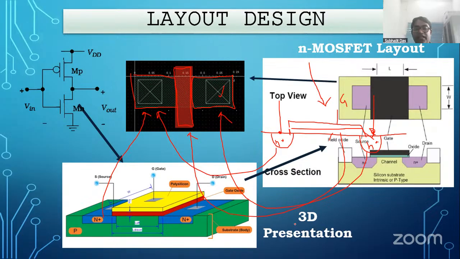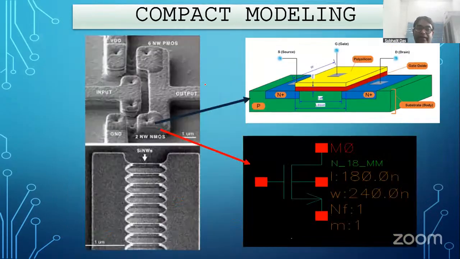The 3D to 2D to the layout. So this is the part when we do the circuit design, then we will do the layout design, and finally this one is the fabrication. So this is the design.